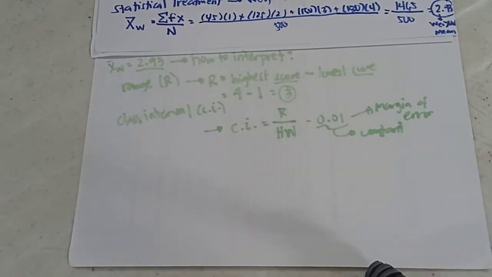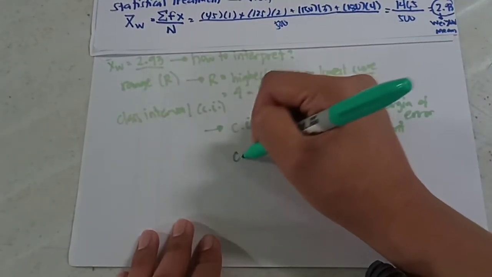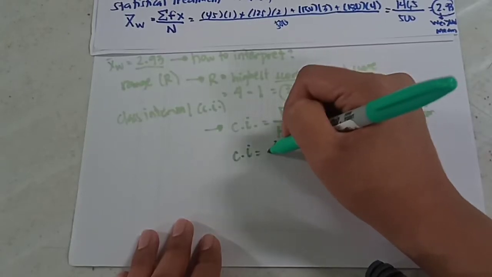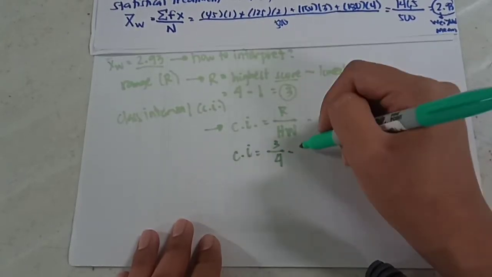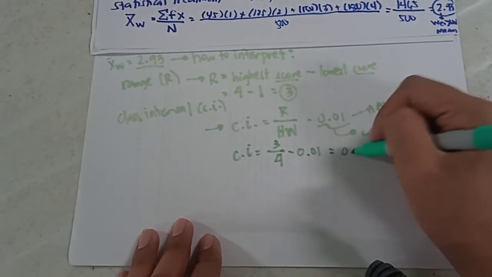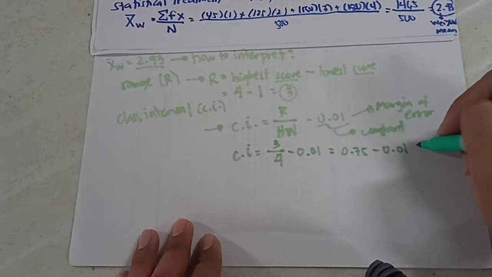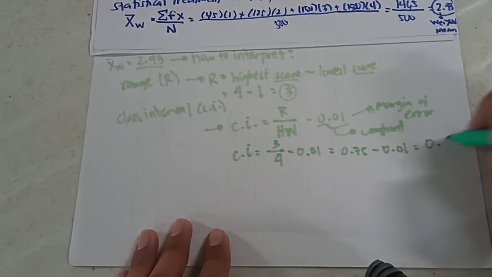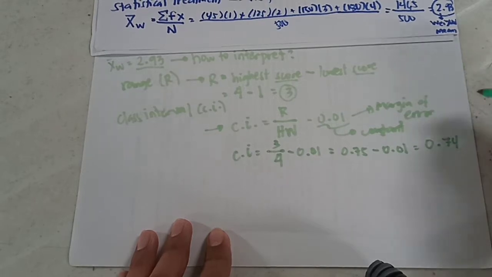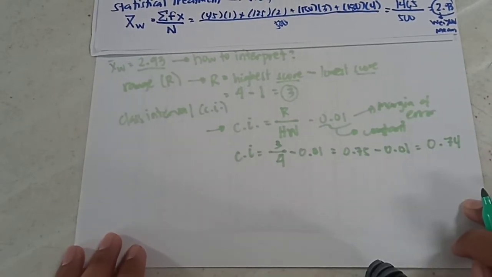Okay? So let's try to solve it. So we have the range. The range is 3. So CI is equal to 3 over the highest weight of 4, minus 0.01. So 3/4 is 0.75, then minus 0.01. So the class interval is 0.74.